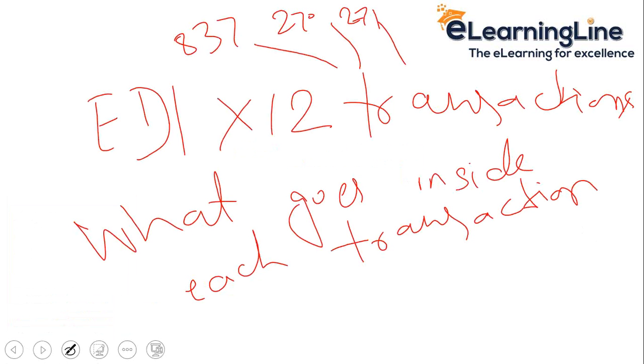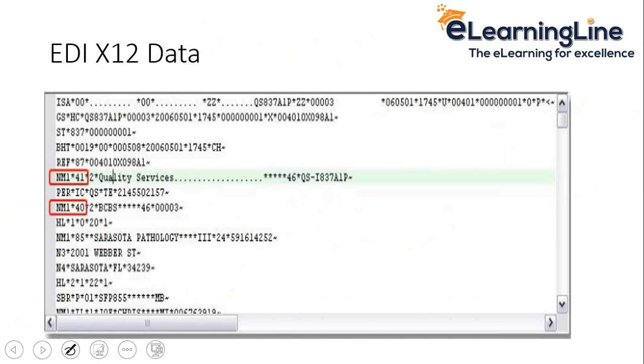To understand that, we have to look at the data. So this is how your X12 data looks like. This is the raw data. If you're looking at the data received in a file, it could be a flat file or a text file, and the data is very huge. This is how your data will look like. I just randomly picked a sample to showcase the example.